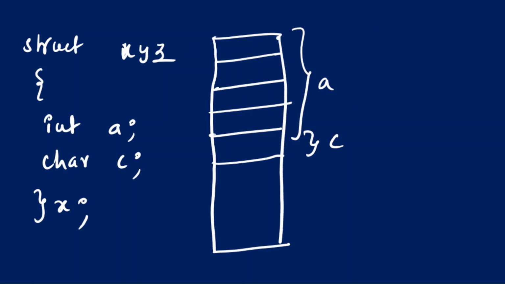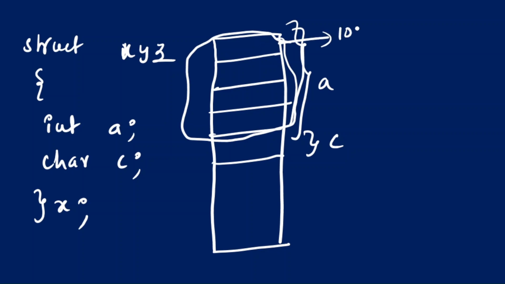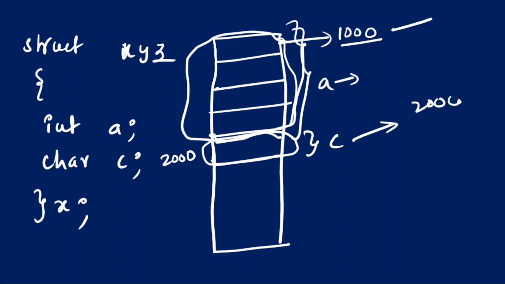Assume that the first byte, second byte, third byte and fourth byte of A are treated as a single block of memory, and each block has its own base address. Assume that the address here is 1000. Means the base address of the block of memory allocated for the variable A is 1000. Now this is the second block, a different block, and assume that the address is 2000. C has its own base address 2000 and A has its own base address 1000.